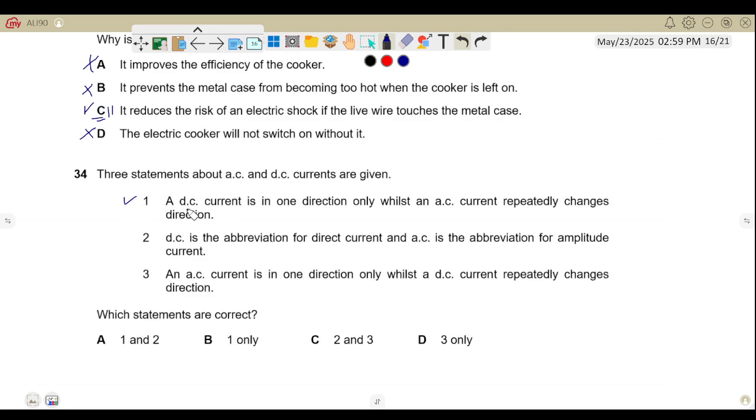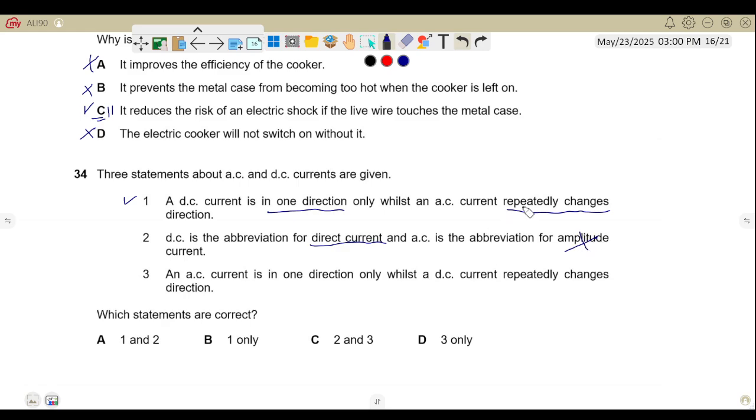For the first one, the DC current is in one direction. This is correct. And the AC repeatedly changes direction, and this is correct also. So the first one is already correct. DC is the abbreviation of direct current. This is correct. And AC is the abbreviation of amplitude current. This is not actually correct.